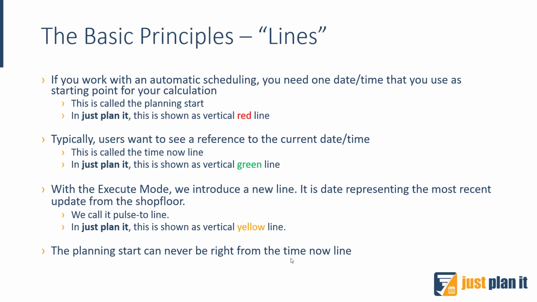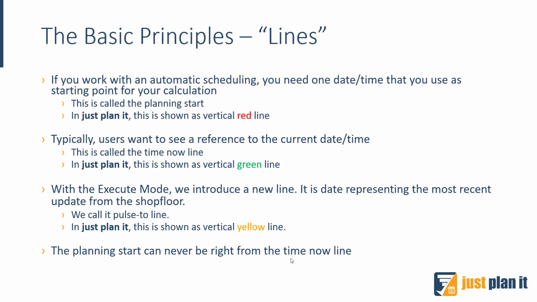So the red vertical line is the earliest possible starting date for all the jobs that are in Just Planet. That means that all jobs that are automatically scheduled can never be positioned left from the red line. Okay.